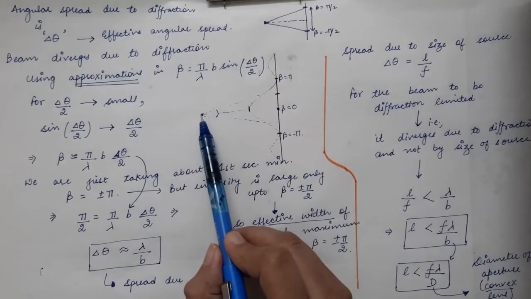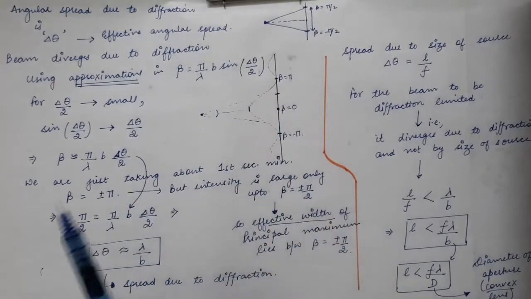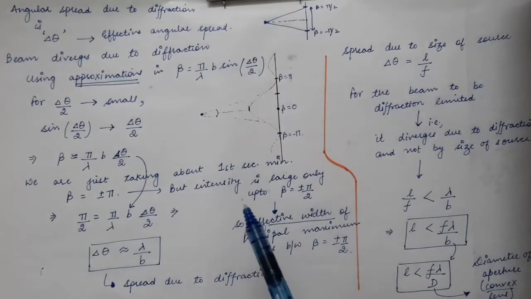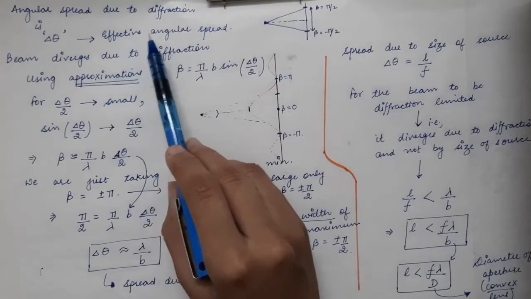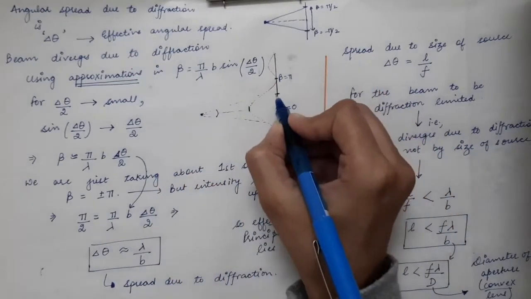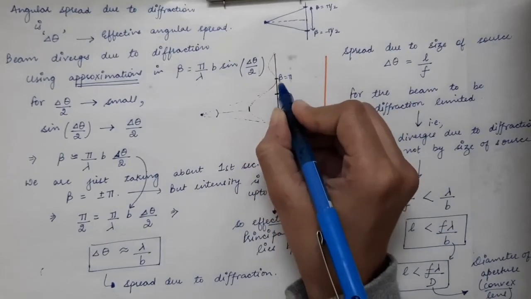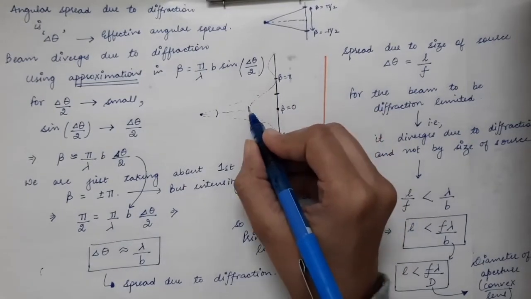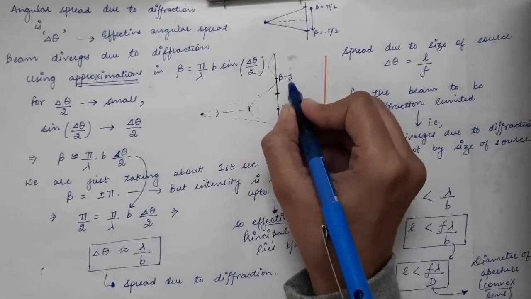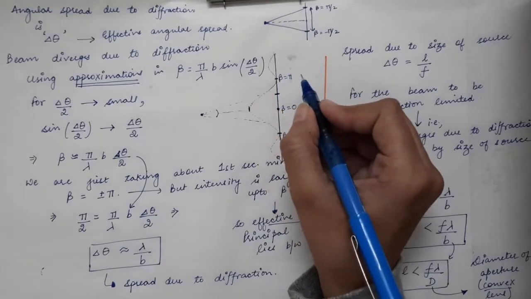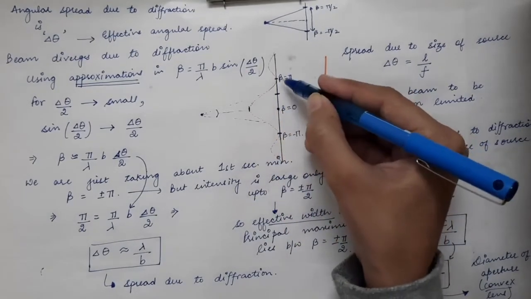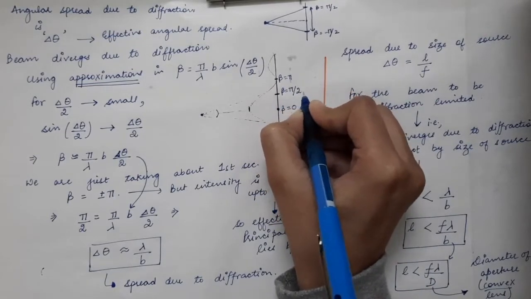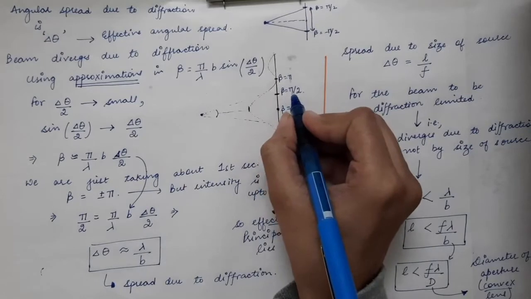So the light is coming from this point of the slit and is reaching the screen. So the light gets diverged in all the directions, but we are going to consider only the effective angular spread. So at this point, which is in between beta is equal to 0 and beta is equal to pi. At beta is equal to 0, the intensity is maximum, and at beta is equal to pi, intensity is exactly equal to 0. So between these two values of beta, that is when beta is equal to pi divided by 2, we will consider this beta is equal to pi divided by 2.